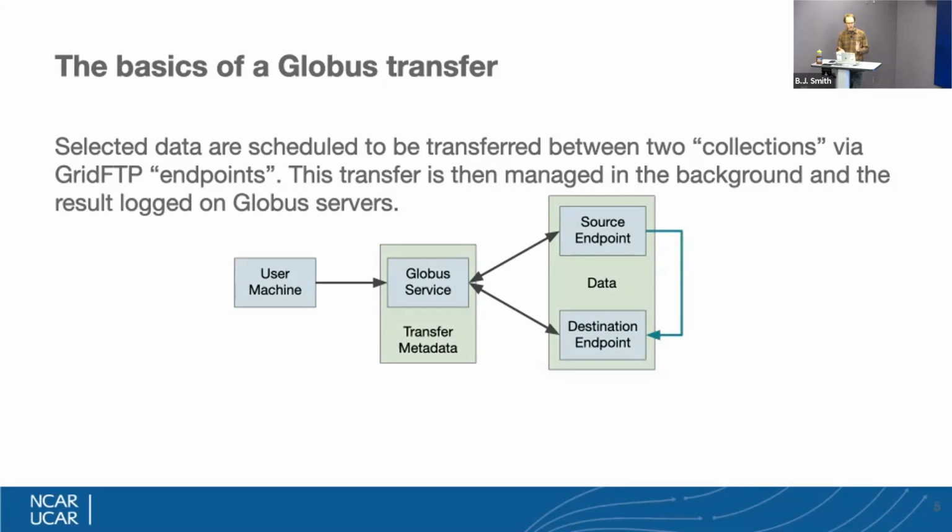Basically, the point here is that all of the data operations happen with the endpoints, but the transfer metadata and the transfer information is stored in this Globus service in the cloud. And that's what you interact with from your machine.